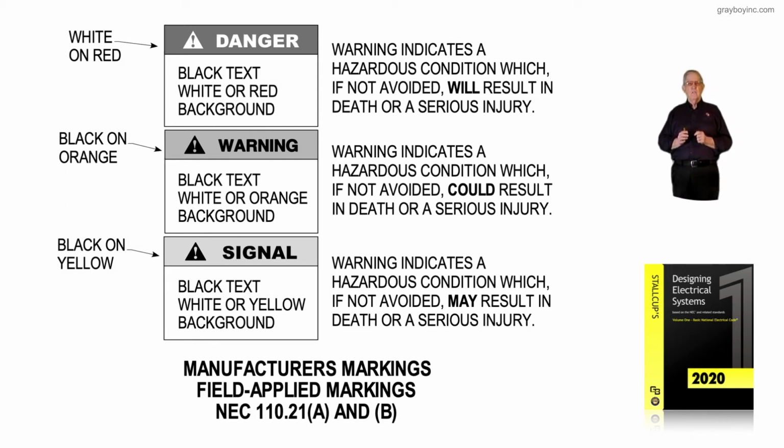Now, we're going to pick up the label that's to the left that has the 480/277 volt, 3-phase, 4-wire, 60 hertz system. 2,000 amps is a horizontal bus. So that means the bus is 2,000 amps. The short circuit current rating that has been calculated by 110.24(A) and (B) is 64,000 amps.